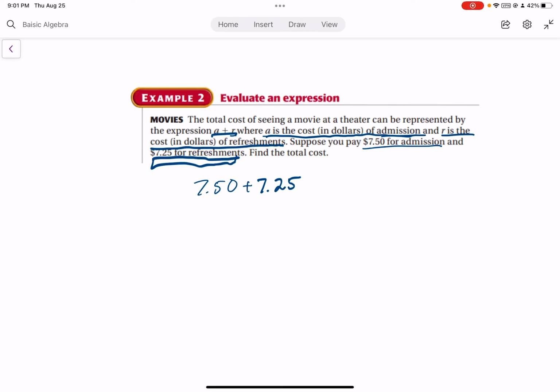I'll say adding with decimals is a little easier when you do it vertically. So I'm going to set this up vertically over on the side here. I line up my decimal points, and then I just add straight up and down. 0 plus 5 gives me 5. 5 plus 2 gives me a 7. Bring our decimal down. 7 plus 7 gives us 14. Put my dollar sign, and that was our total cost of going to the movies.